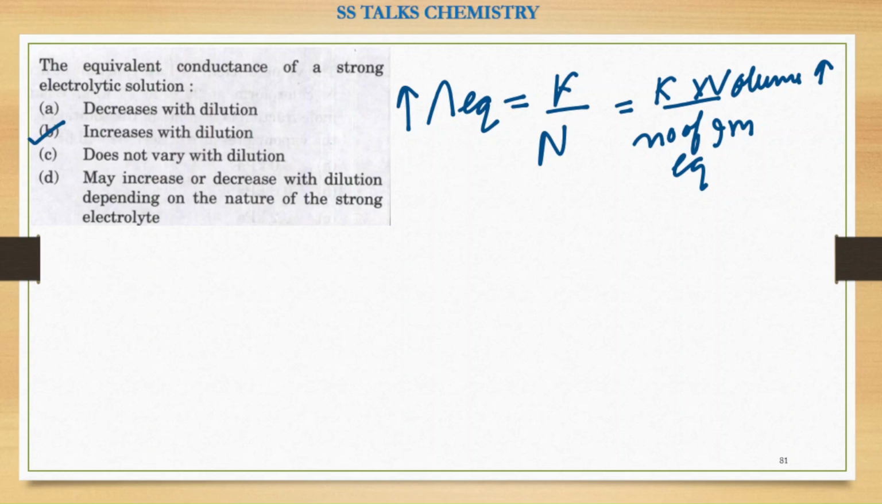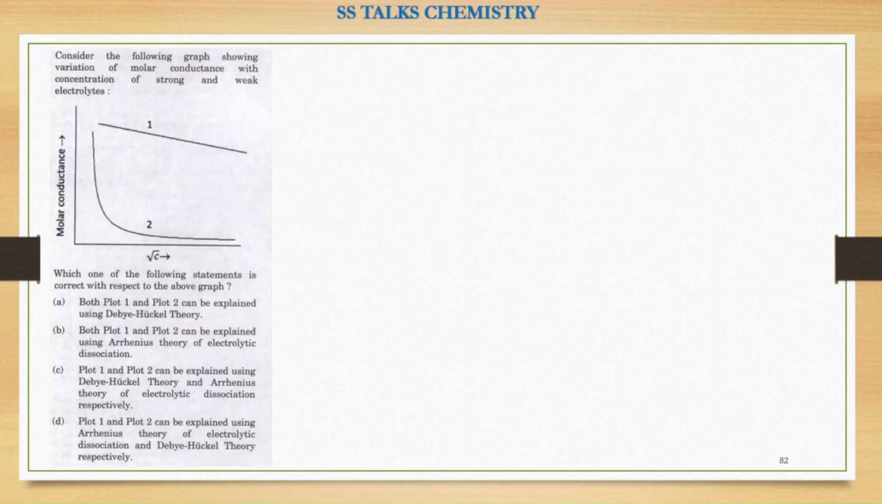Alright. Moving on to the next one, we have this question. Again, you are seeing the plot is given. The first one is for the strong electrolyte that can be extrapolated, and this second one is for the weak electrolytes that goes in the parallel direction to the molar conductance value. Hence, we cannot extrapolate it. So for the statements given to us, we have to find the correct one. The first statement says both the plots 1 and 2 can be explained by using the Debye-Huckel theory. It is not correct.